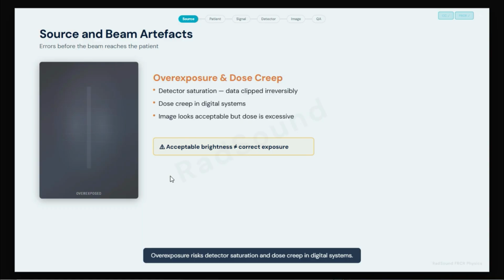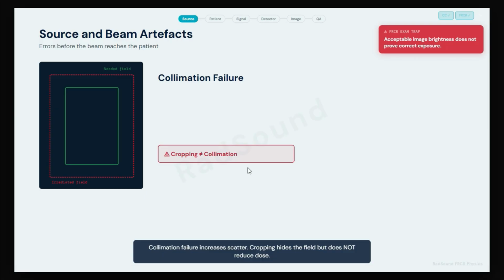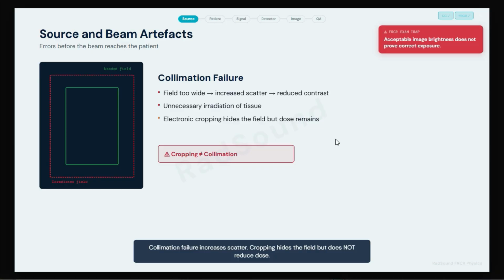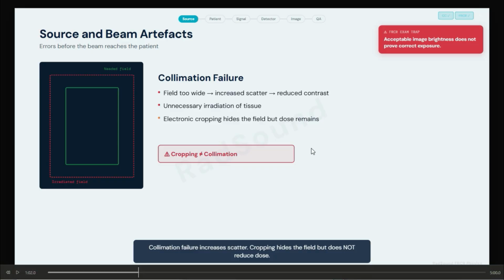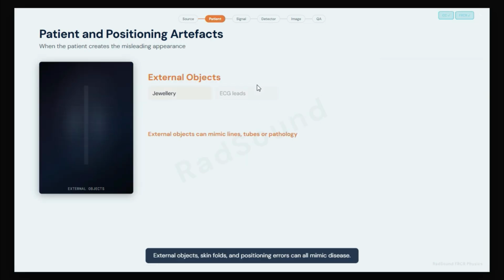As the beam starts to move, what will happen? That could be failure of collimation. The area you have selected is a bit less than the whole area. So you've got the needed field in green, and this is the irradiated area. What's wrong here? The remedy for collimation failure is to collimate as tightly as possible to the area of interest, reducing exposure from the source.